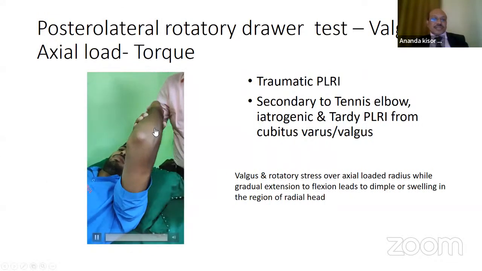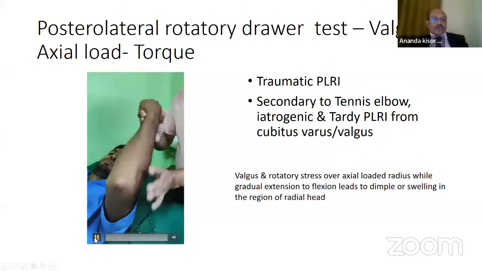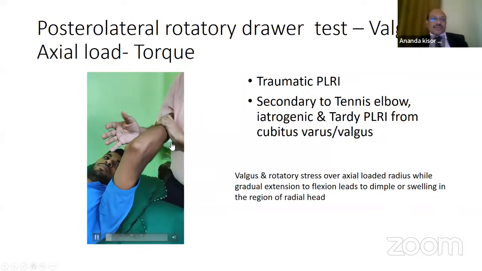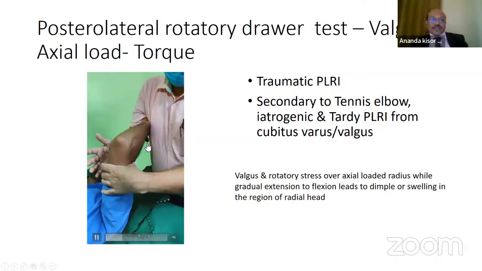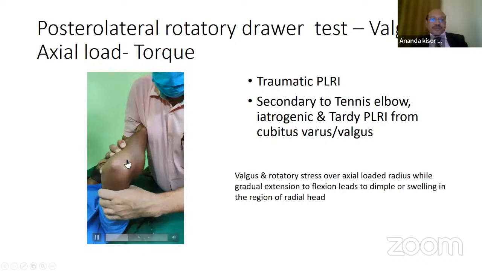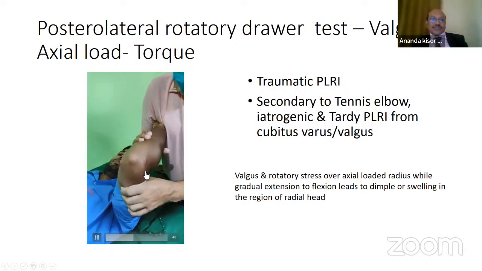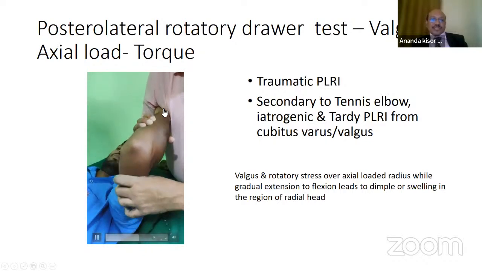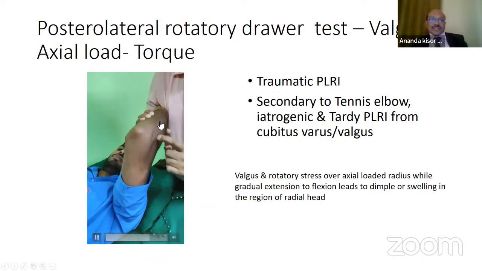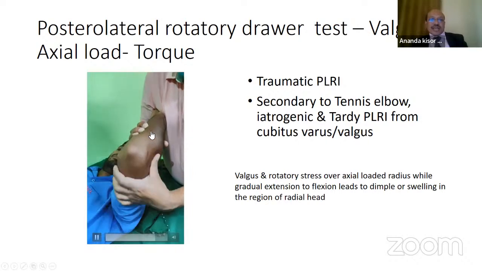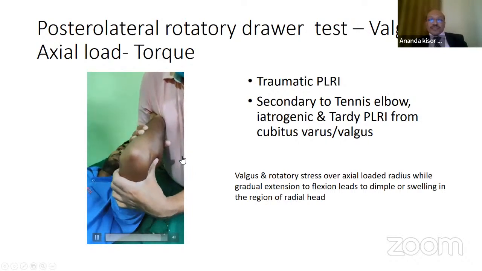Check this area. Check again. This is a very important test. So you have to fix it, we have to stabilize it, and make a valgus and rotatory stress. You have to hold it and fix the arm. The valgus and rotatory stress is given from flexion to extension to flexion, and you check this area. In this area, either a dimple will come, or there is a swelling.